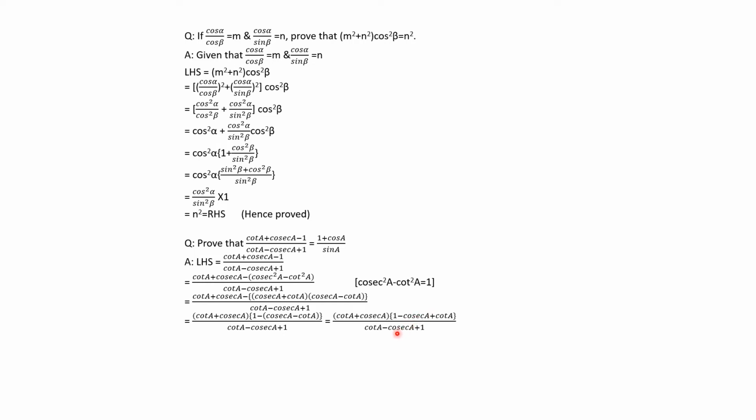But in numerator and denominator, we got the same factor, so we can cancel it out, and we are getting cot A plus cosec A. Now what is cot A plus cosec A? We can write it as cos A by sin A plus 1 by sin A. Now sin A can be taken as common denominator for both, so it is nothing but (1 plus cos A) whole divided by sin A, which is the right hand side. Hence proved.